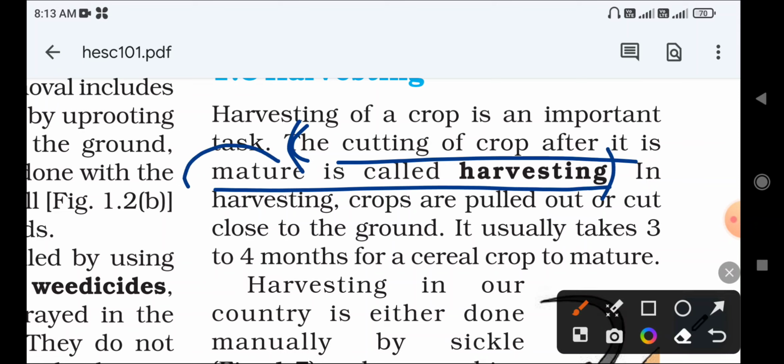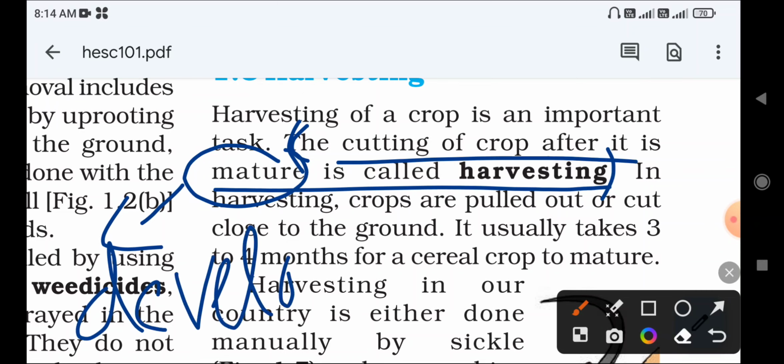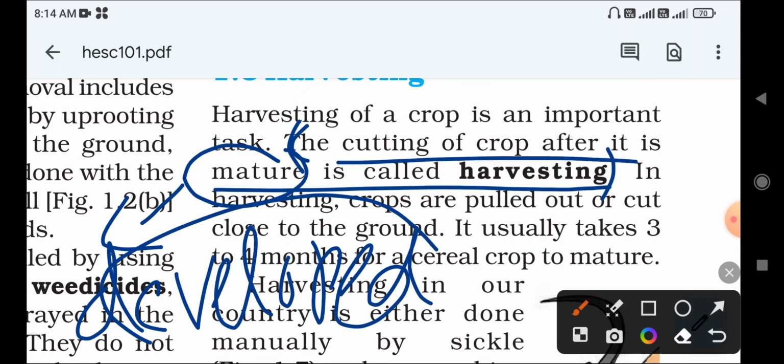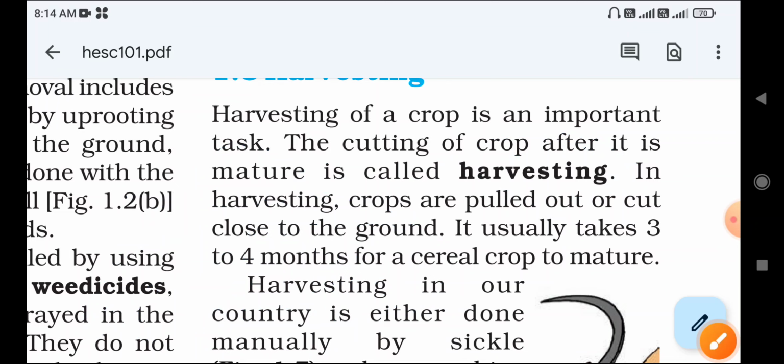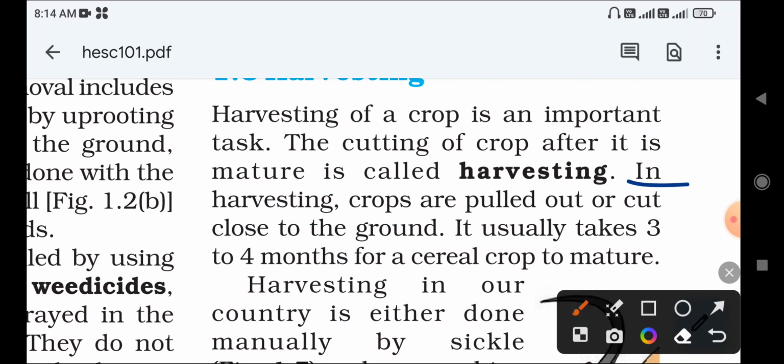Mature means completely developed, and the cutting of crops after maturity is called harvesting. A one-mark definition may be asked in your exam: what is harvesting? You can write that the cutting of crops after maturation is called harvesting. In harvesting, crops are pulled out or cut close to the ground.